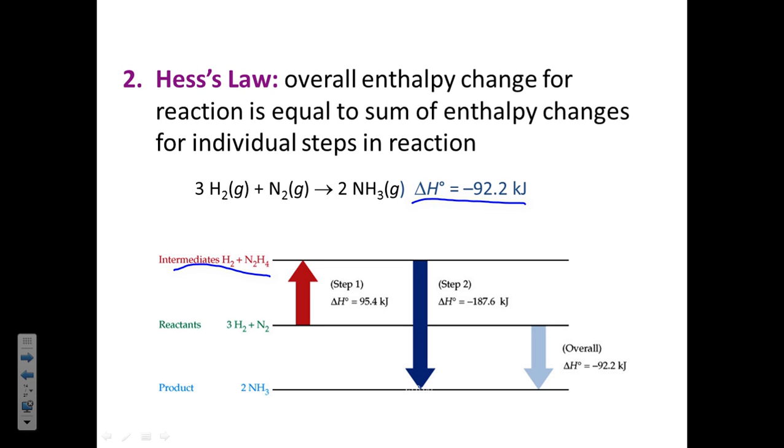As we go from reactants to products, first we have to go to the intermediate, and then we go from the intermediate down to the product. So if we can measure the enthalpy change for those individual steps, in other words, step 1 is going from the reactant to the intermediate, we have a delta H for that value. Then if we have a delta H for the second step, which is going from the intermediate to the product, the overall enthalpy change is just going to be the sum of those two.